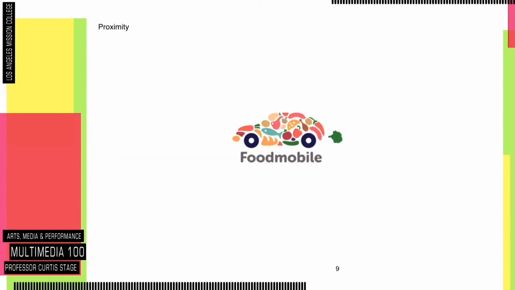The next one is proximity. Again, this is similar to unity. So proximity is grouping. When individual elements are very close to each other, the human brain kind of perceives them as a whole, and they make a different shape. For example, this logo of the car shape is made up of many different individual elements, and they all represent the versatility of the food offered by the food mobile. I guess, I don't know, food mobile. This is a made-up company, or maybe it's not.